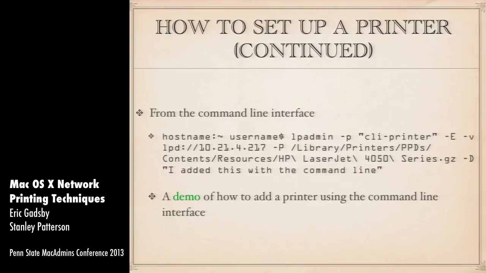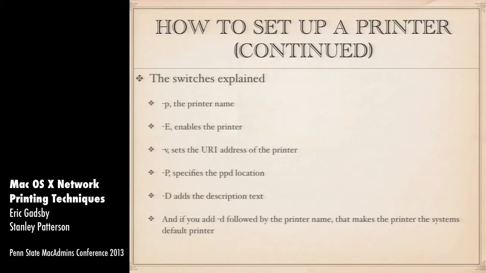sort of description tag. What all this means is -p is the printer, -E enables the printer, turns it on. -v sets what the URI of the printer is. -P specifies the PPD location. Are folks familiar with PPDs, printer description files? More or less? Yes, no? Okay.